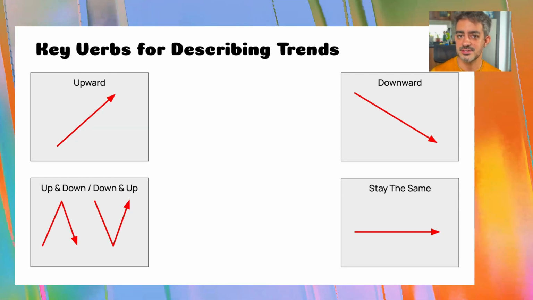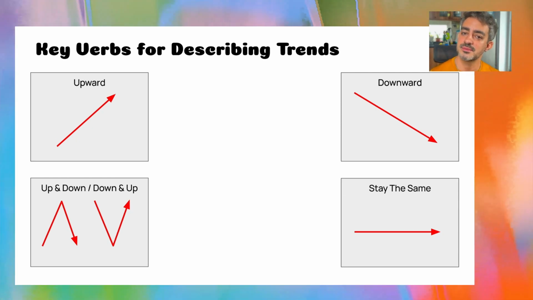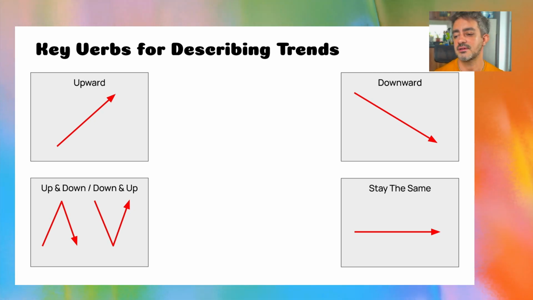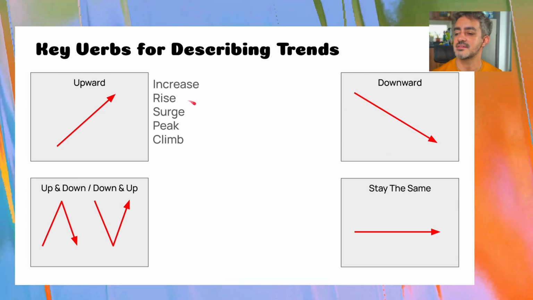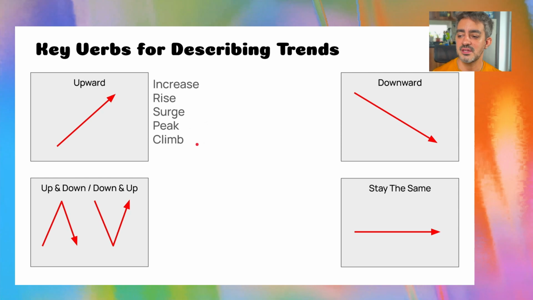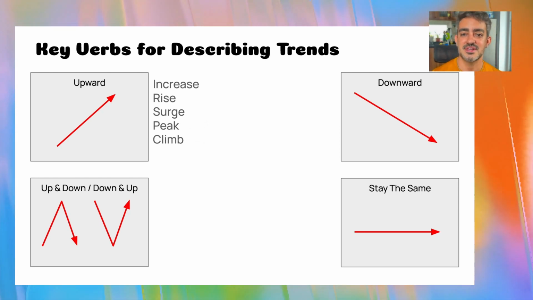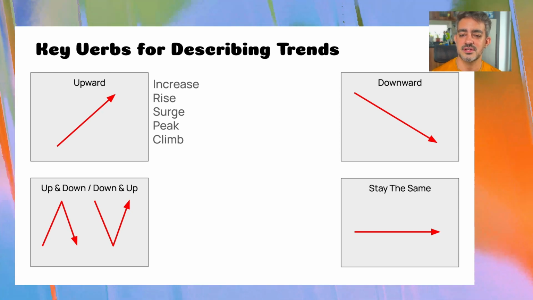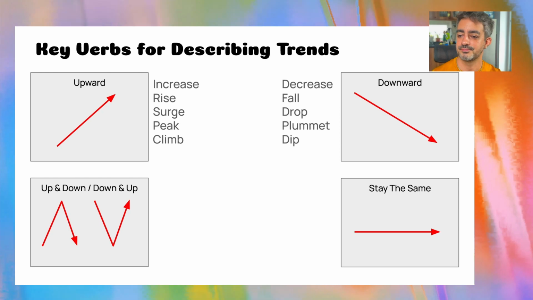I'm going to show you the verbs, and I'd like you to take some notes about this or take a screenshot if you'd like. So for upward movements, we've got increase, rise, surge, peak, and climb. All of these mean upward, but as I'll explain later, the verbs themselves might have slightly different meanings on just how quickly upward it's going.